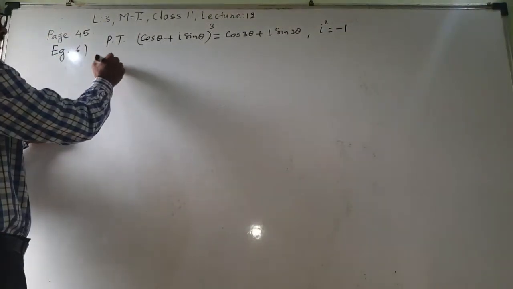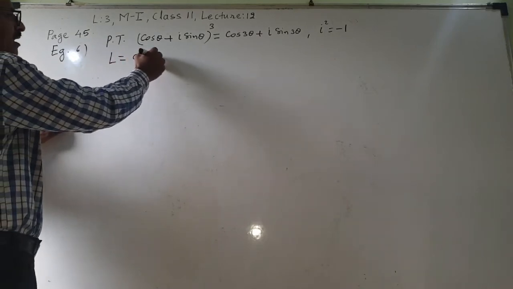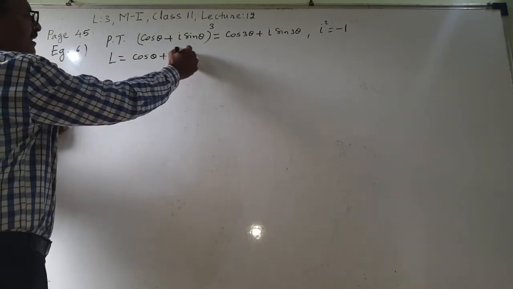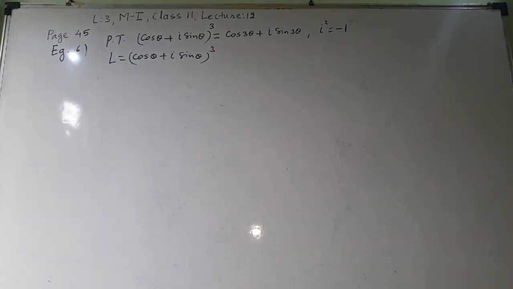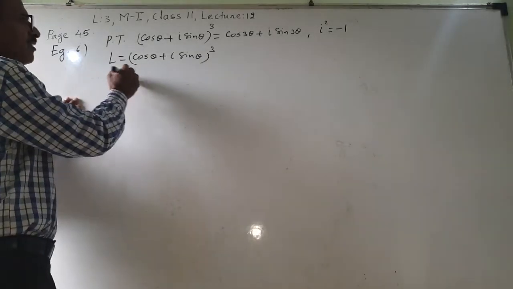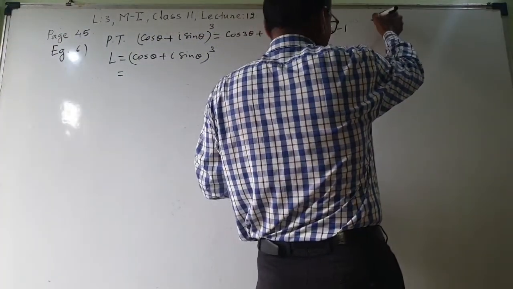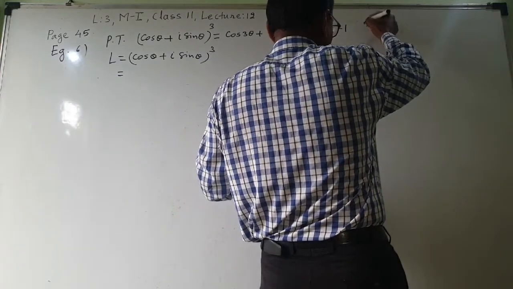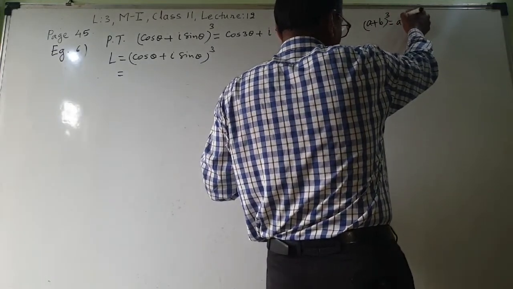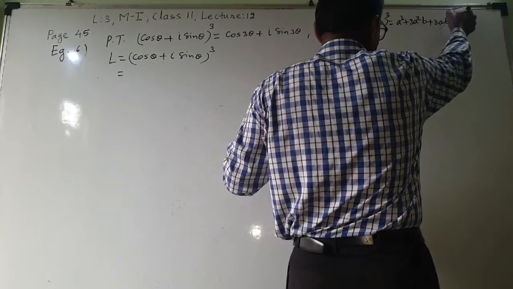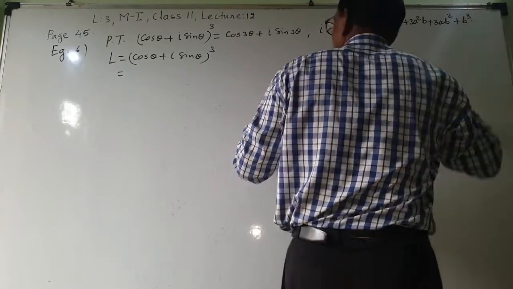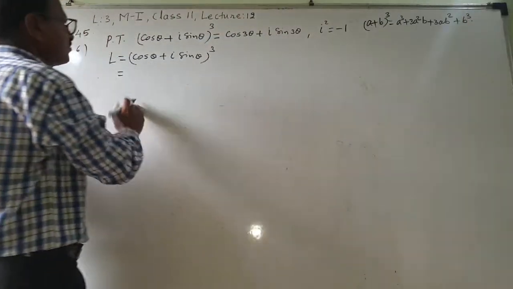LHS, I will take LHS equal to cos theta plus i sin theta bracket cube. Let me take the question. I am very expert in writing the wrong questions. Yeah, it is correct, luckily. That is equal to, now remember this formula also. A plus B bracket cube is equal to A cube plus 3A square B plus 3AB square plus B cube. The same formula I will use here.